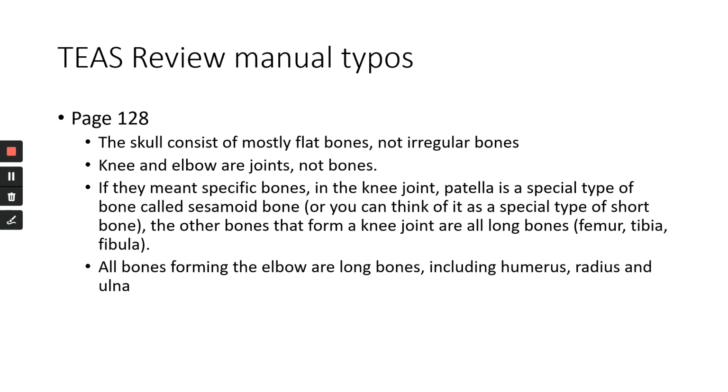All right, that was the last question. On this slide, I just want to point out some of the typos in the official study manual. And I don't know if it's just kind of inaccuracy in the language or some other reasons, but I don't like some of the wording. So for example, on page 128, the skull consists of mainly actually flat bones and not irregular bones. So most of the bones in the skull are actually flat bones. Remember, we talked about the frontal bone, and then you have parietal bones, occipital bones, and those are all flat bones.